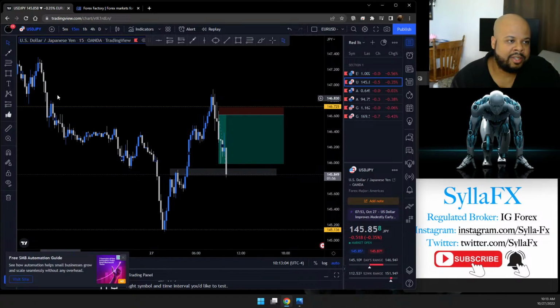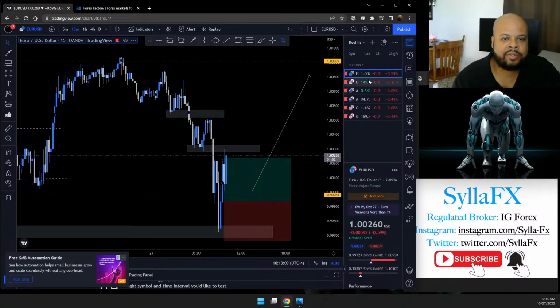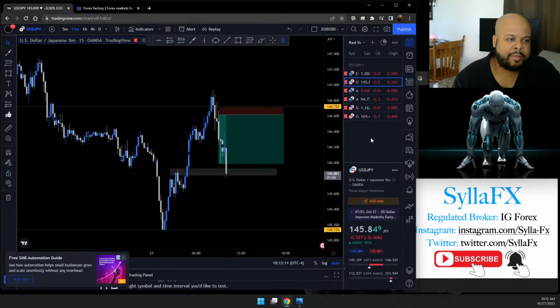So anyways, euro dollar, about $900 profit on that one. Dollar yen, about a little bit over $1,200 profit on there. 3 standard lots, support and resistance, supply and demand, and trend trading.